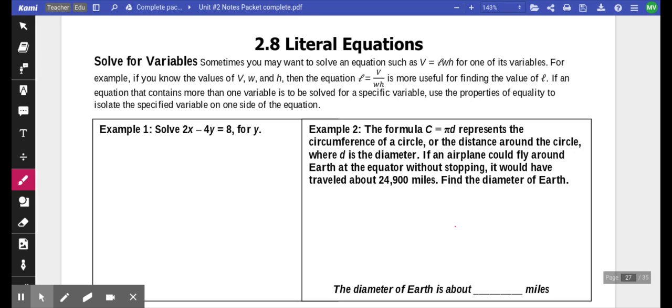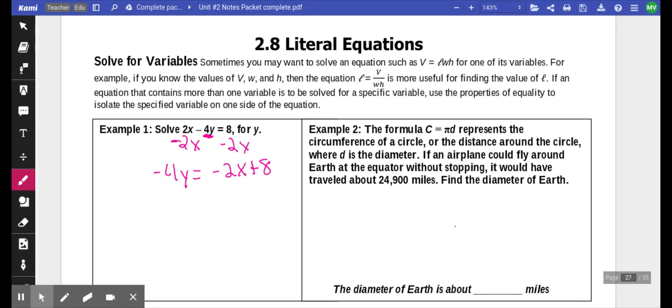So, example 1. If I want to solve 2x minus 4y equals 8 for y, I need to isolate y. So the first thing I want to do is undo any adding or subtracting. So I'm looking to get y by itself. In order to do that, I'm going to subtract 2x from both sides of my equation. And that gives me negative 4y equals negative 2x plus 8.